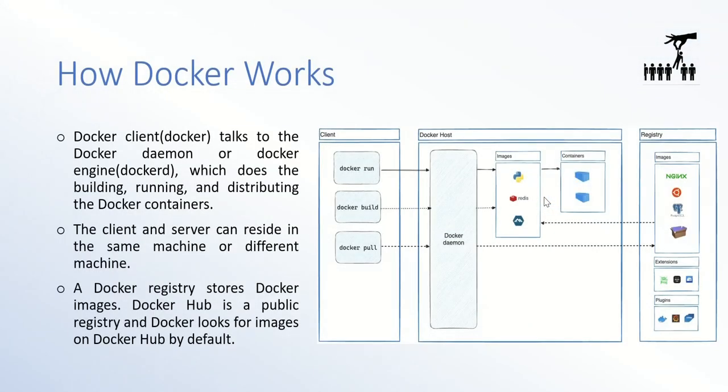Let's try to understand how it works. It works in a client and server architecture. The server takes care of running the containers, distributing the containers and building the containers. The client is the one that initiates running the containers and things like that. When I say container, what is it? A container is an instance of Docker.